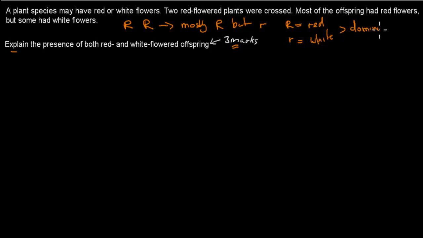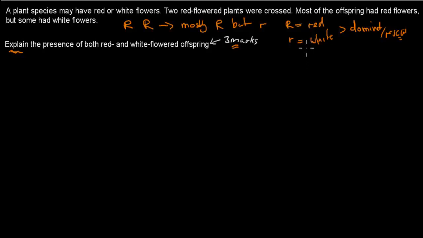Then you say that if 2 heterozygous reds were crossed, we would get a 3-to-1 ratio of red to white. So the majority would be red and the minority would be white. And that's what would have happened in this case. That's the explaining part as well, and you can use a Punnett square to explain that further. That's also what I did in this case.